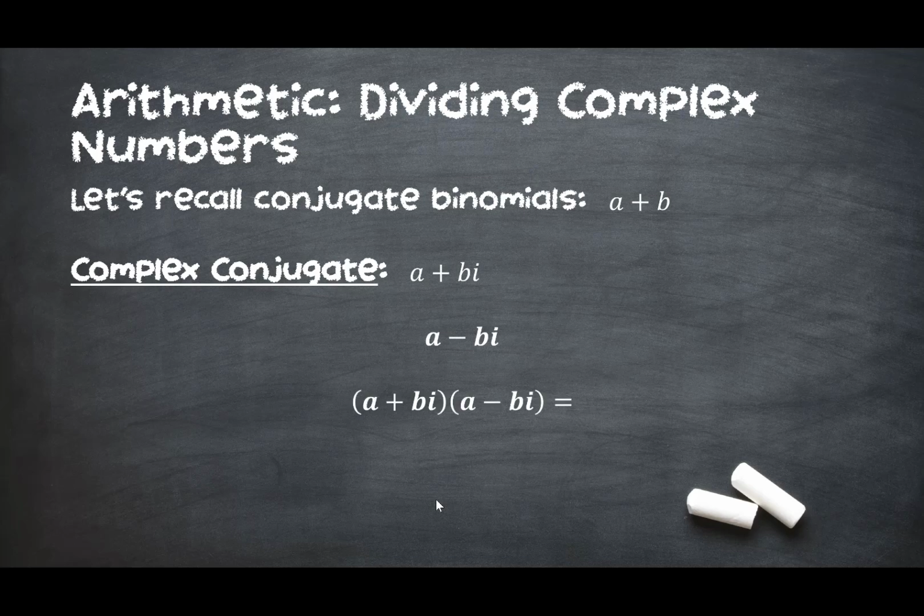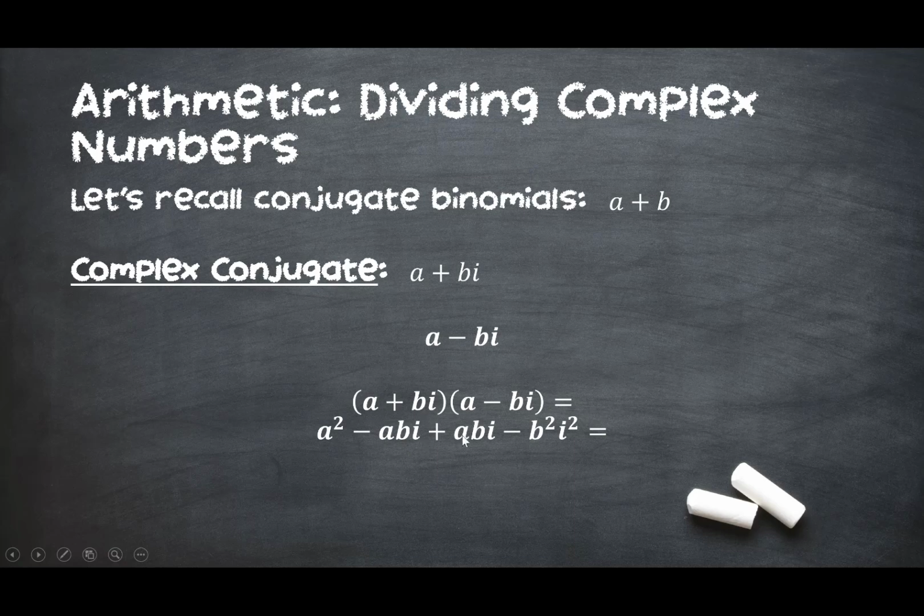So let's see what happens when I take a plus bi and multiply it by its conjugate. Again, using our FOIL method, we get a times a gives us a squared, and then a times negative bi gives us minus abi.